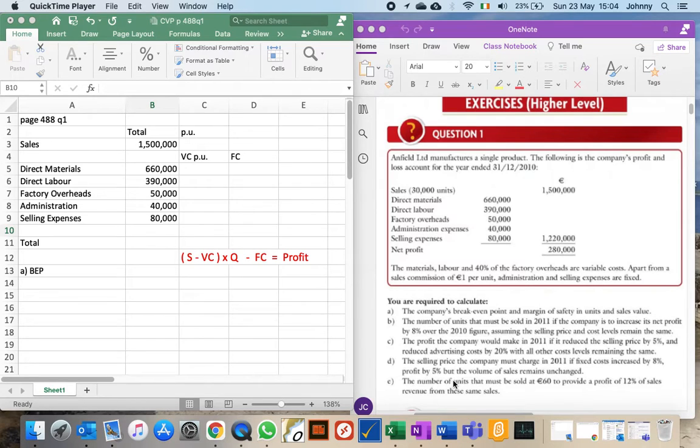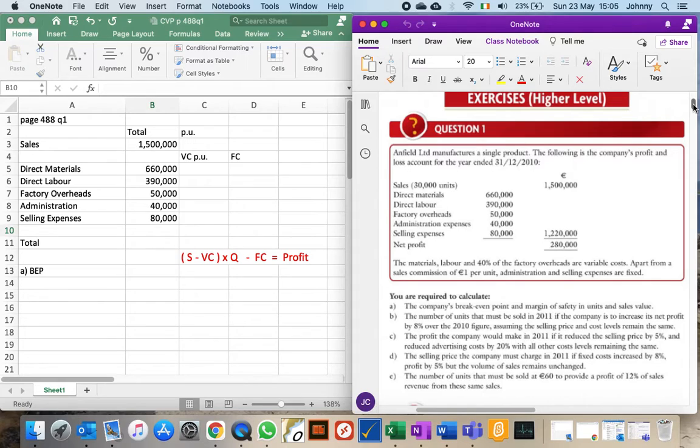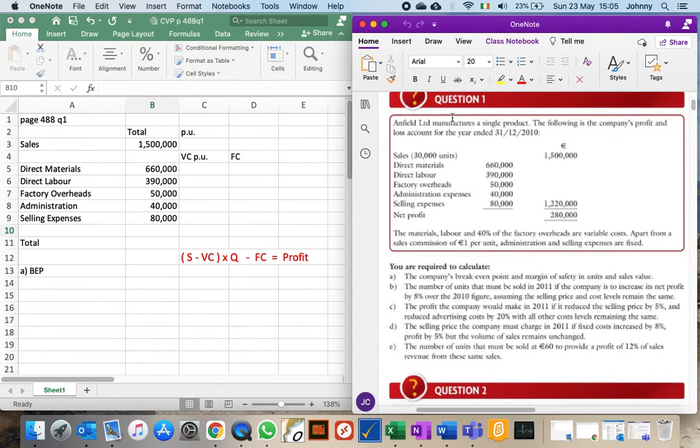And we're looking to see how do we do question 1 from the higher level. So what I've done is I've laid out my sales. This is money terms, okay, materials, etc. And I need to separate, first for sales I need to find out my sales price per unit, and my materials I need to separate those into variable cost per unit and the fixed cost.